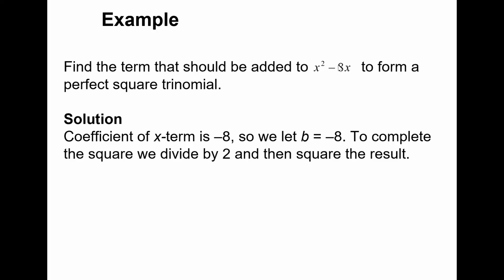Well, our b is negative 8, so we're going to take that and divide it by 2, and then we're going to square the result. We saw this earlier in another example in the previous section. We take b squared, our b divided by 2, the quantity squared, and that gives us 16. So we're going to add 16 to this, and now we can factor that into x minus 4 times x minus 4, the quantity squared.